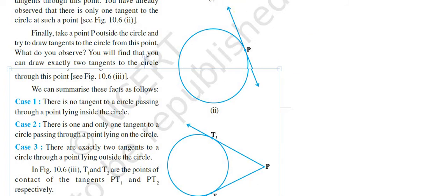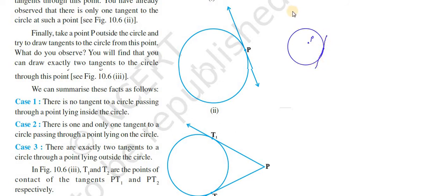Suppose here we have one circle. Your point of contact P is inside the circle, so we are not able to draw any tangents. Suppose point of contact P is on the circle, then we can draw one tangent, only one tangent. Suppose we have the point outside the circle, somewhere here, then we can draw two tangents. So this is a summary.